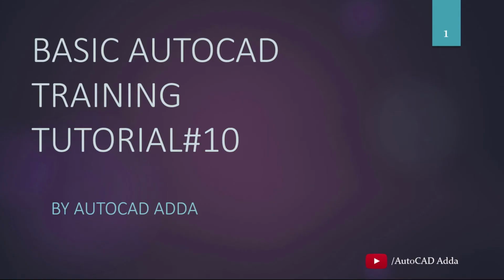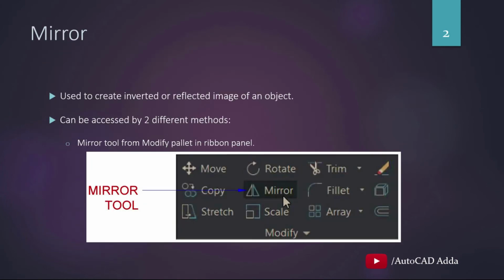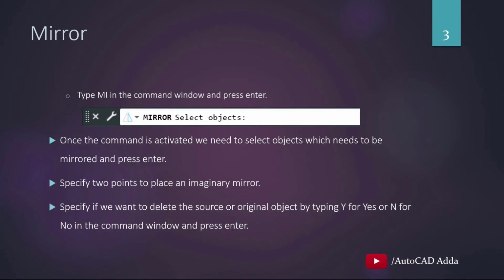Let us have a quick revision on whatever we have learned in this basic AutoCAD training tutorial 10. Firstly, we had learned about the mirror command, which is used to create inverted or reflected image of an object. It can be accessed in two different methods. Firstly, you can click on mirror tool from modify palette in ribbon panel, or you can type mi in the command window and press enter.